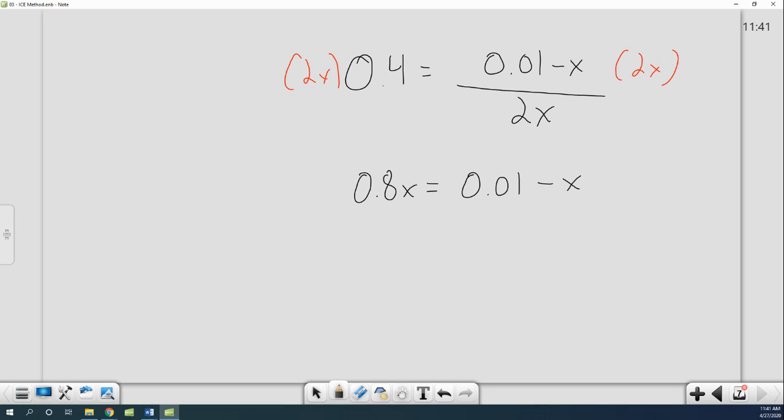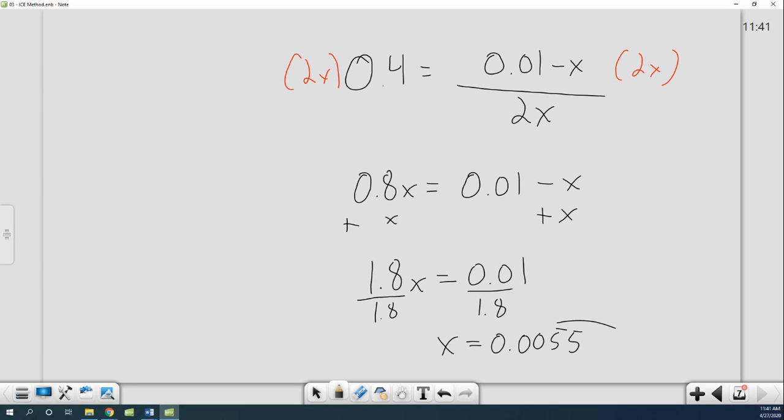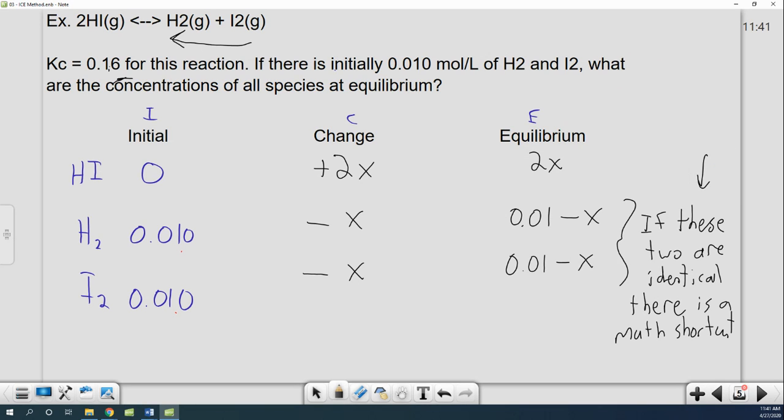All right, well, I need to get all my x's to one side, so let's add x here. And I'll have 1.8x. And now to get x on its own, divide by 1.8 on both sides. 0.01 divided by 1.8. And x equals 0.0055 repeating. So am I done? No. I need to know what these numbers actually are. But that'll be easy now because I know what x is. I know x is 0.0055 repeating.